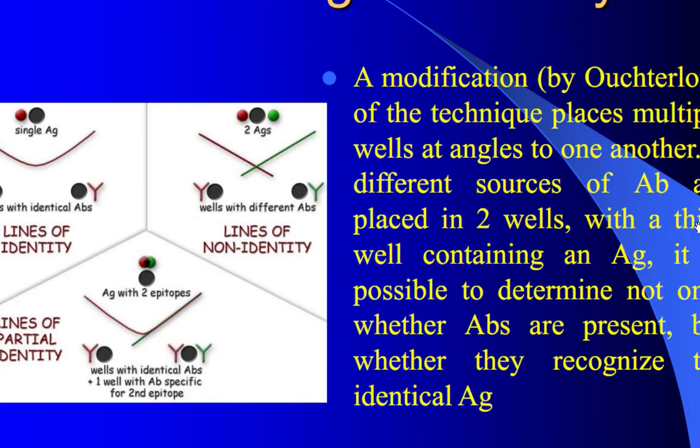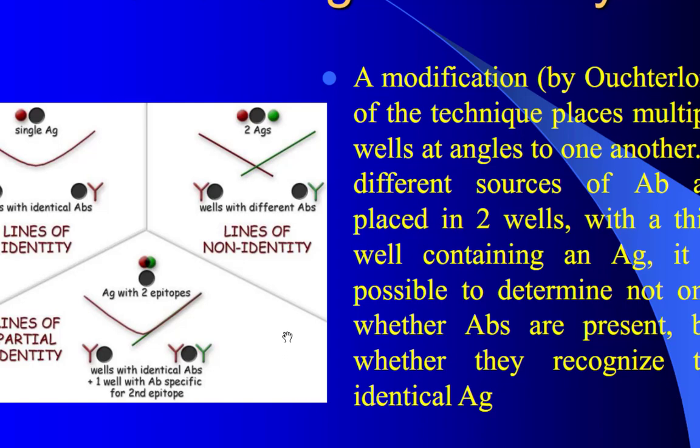A modification of the technique places multiple wells at an angle to one another. If different sources of antibody are placed in two wells with a third well containing an antigen, it's possible to determine not only whether the antibodies are present but whether they recognize the identical antigen.